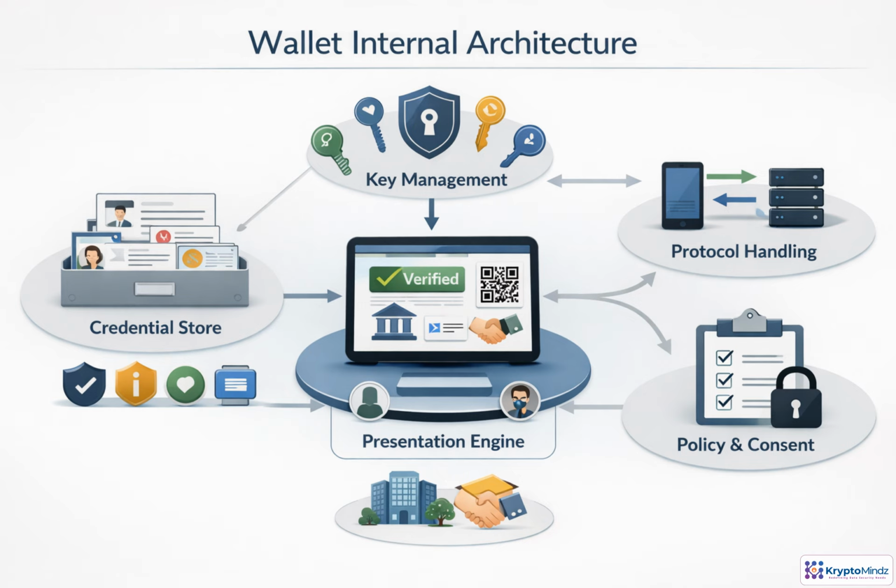Think of a wallet as a small trust system, not just a file cabinet. The credential store keeps credentials, issuer details, status, and display data. Key management protects signing and encryption keys, including rotation. A resolver checks identifiers. The presentation engine turns selected credentials into proofs for verifier requests. Protocol handling manages message exchange, while policy and consent controls help ensure the user approves exactly what is shared.